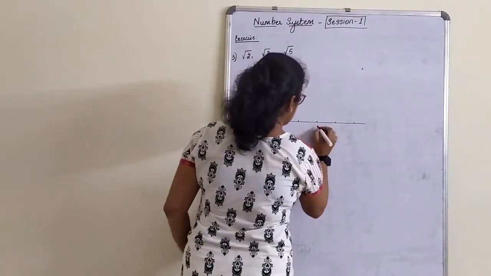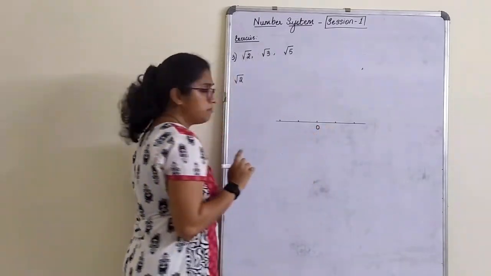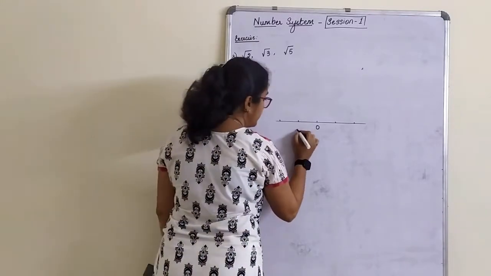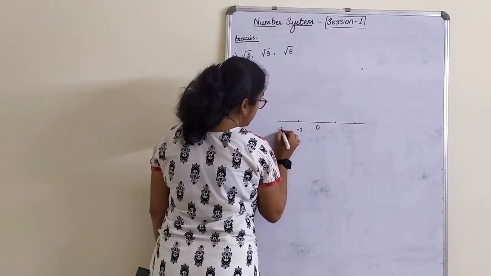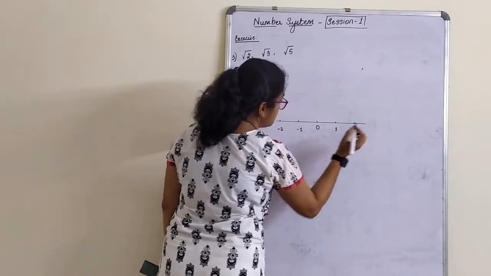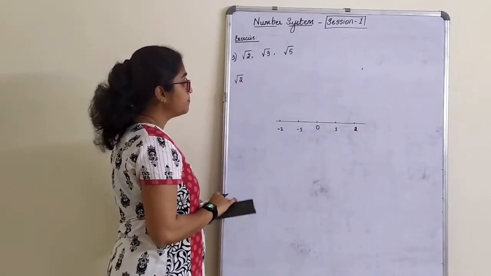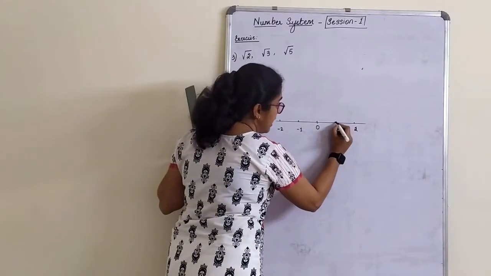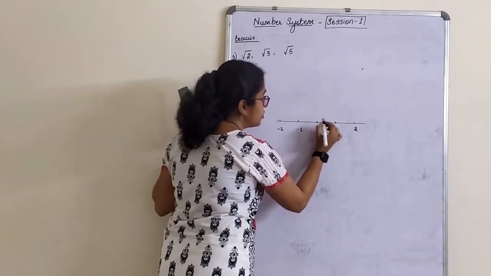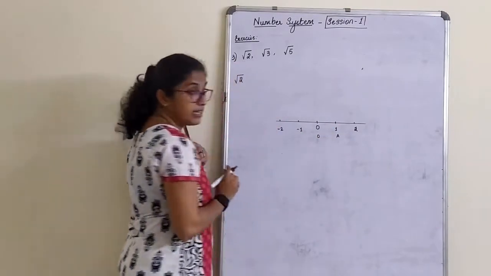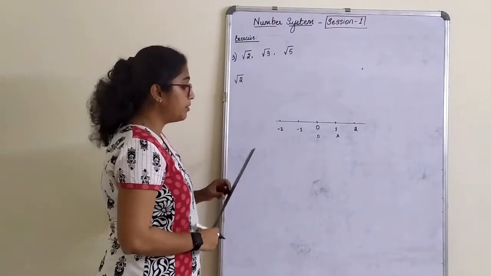So I'll take this as 0. Always a number line should have a negative set of integers and positive set of integers: -1, -2, 1 and 2. Okay. So first of all, to plot root 2, we should first consider this as our baseline, which is nothing but this is 0 and this is A. I will consider it here. That is point number 1.